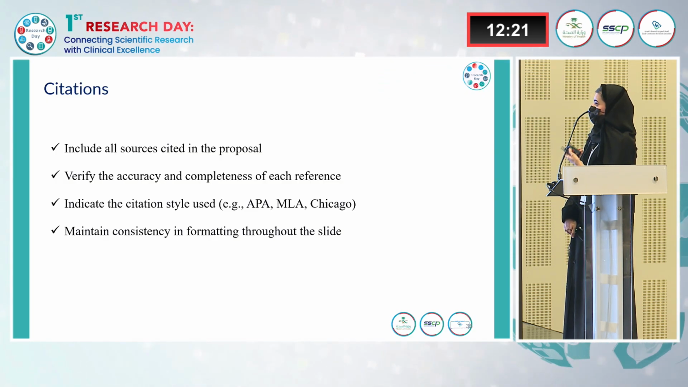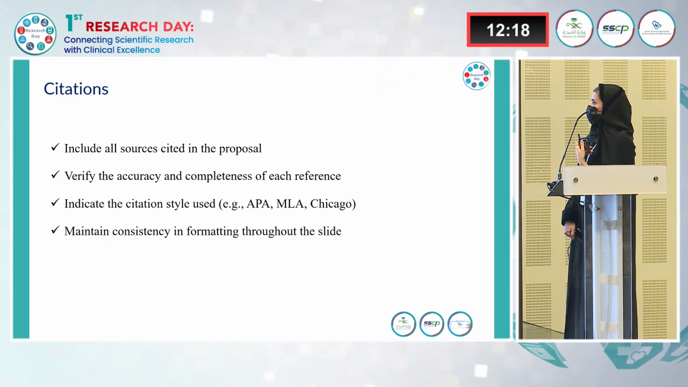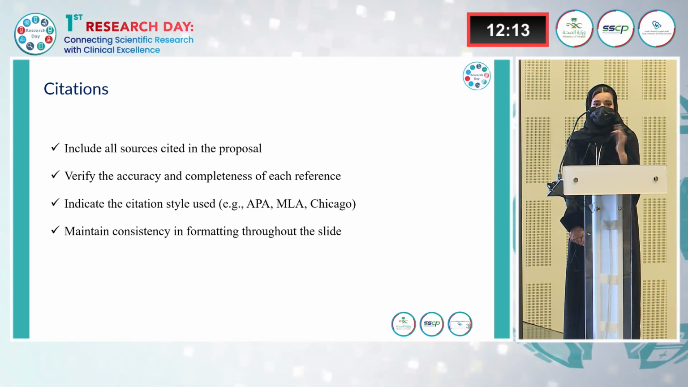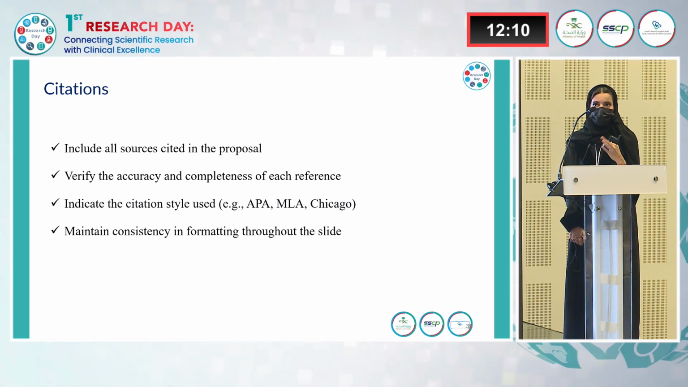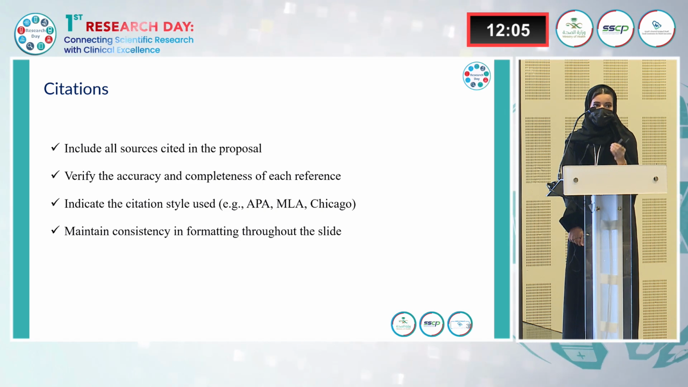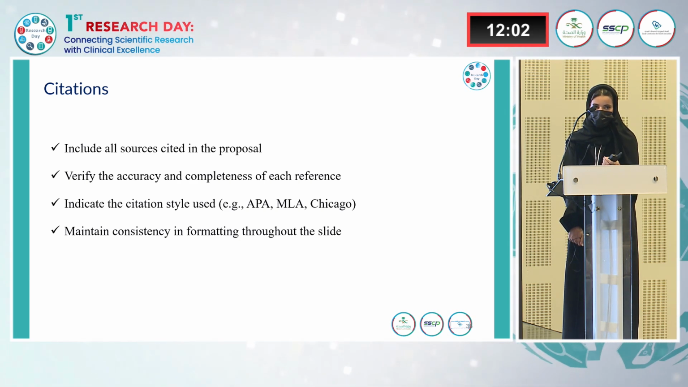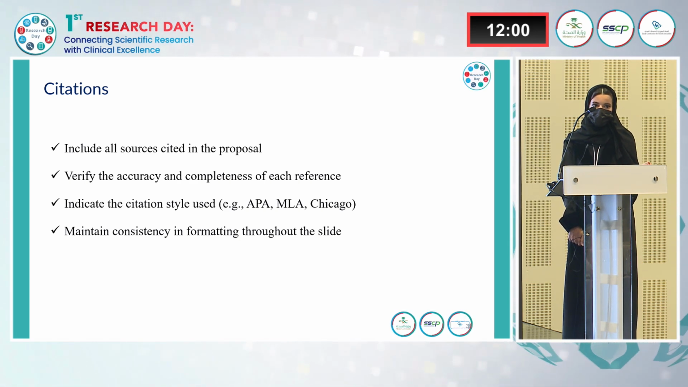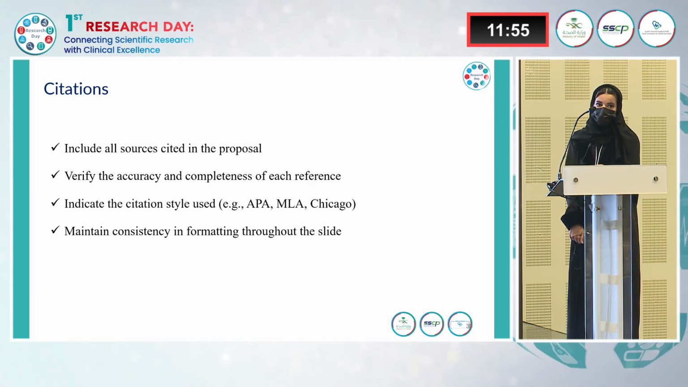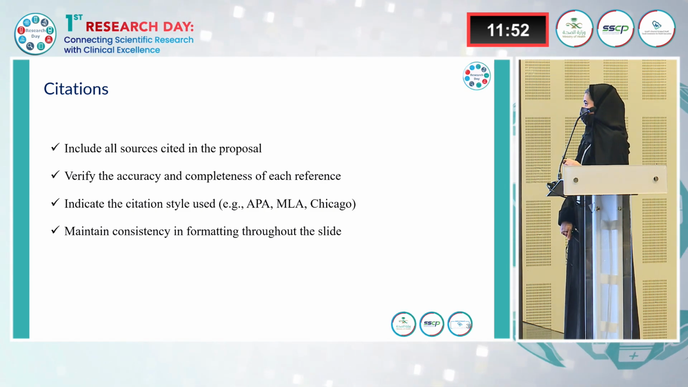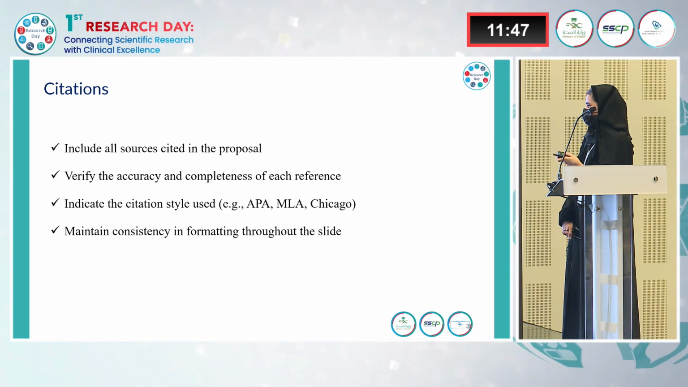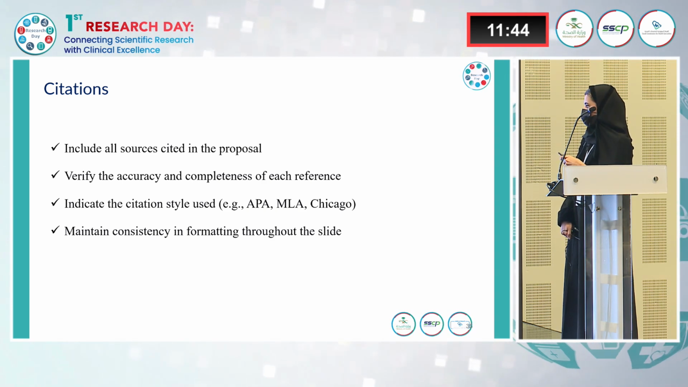Then citation, and this is a very common mistake that I have faced a lot when reviewing proposals, that some of the researchers add information without proper citation. I know it's a proposal and it will not be submitted to a journal. However, it should be well referenced and every sentence used should be cited properly. So you should verify the accuracy and the completeness of each reference and maintain consistency in formatting throughout the proposal.